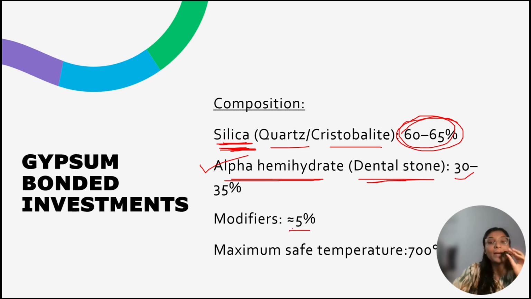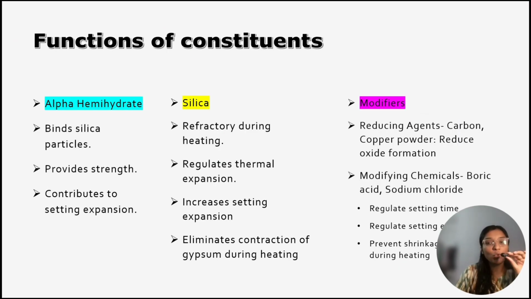Now the maximum safe temperature for a gypsum bonded investment is 700 degrees centigrade. It can withstand only up to 700 degrees centigrade of temperature, and that's why it is used for gold castings. So what are the functions of these constituents? Alpha hemihydrate is the binder, so it will bind the silica particles together and provide sufficient strength. Silica is the refractory during heating. It withstands the temperature and regulates the thermal expansion. Also it increases the setting expansion.